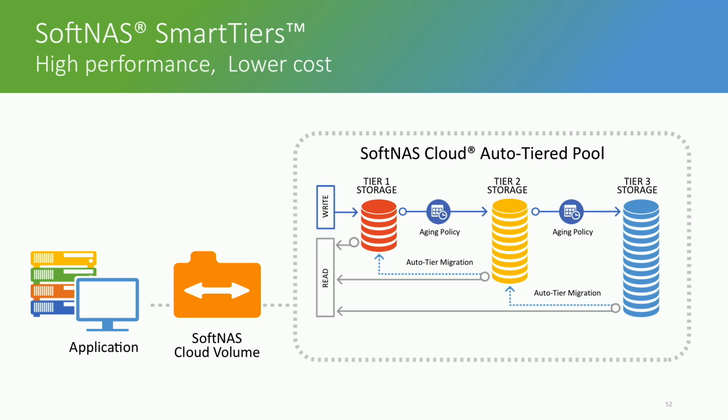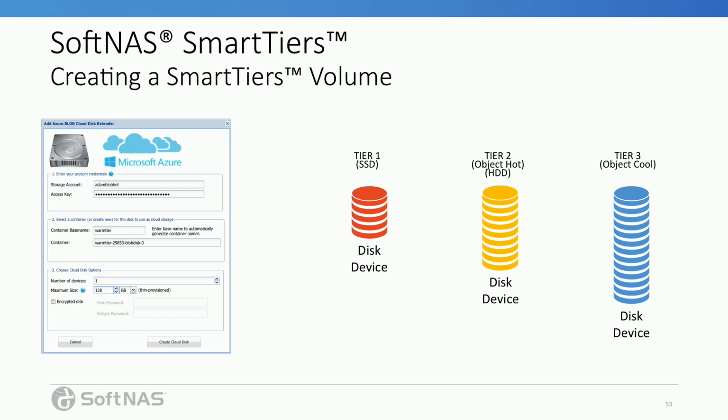So when you set up a SmartTiers volume, the first thing you do, and we've got an Azure guy over here, so this will work out for him, is allocate the physical storage, that's the cloud storage that's going to be used. So in this case, we're going to allocate some premium SSD.